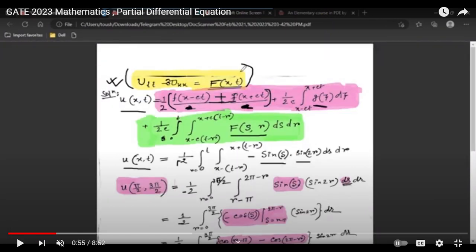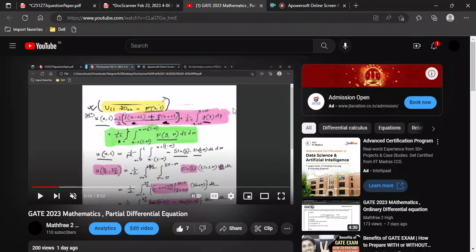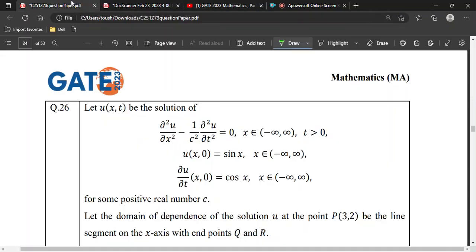I hope in another video I will explain the whole matter: why, even if it is a finite length, we can apply this D'Alembert solution and how we have to modify these things. So we will discuss these things in another video, but for now let us discuss our question.